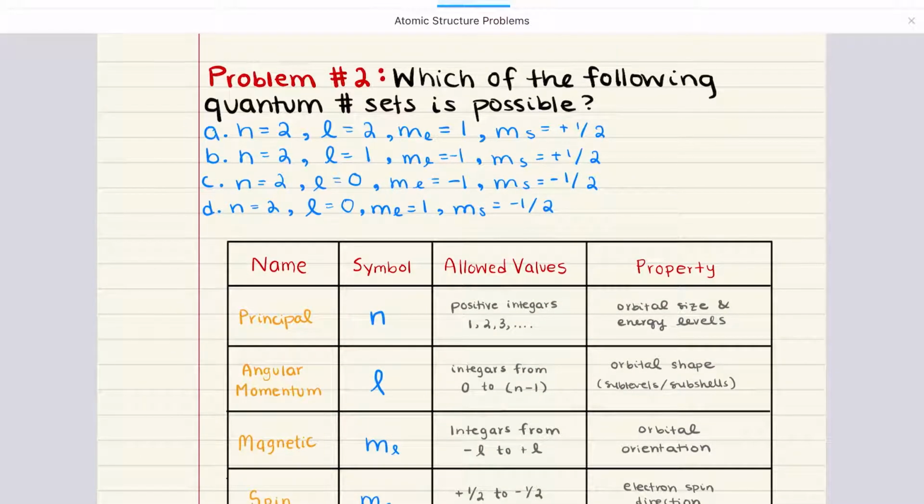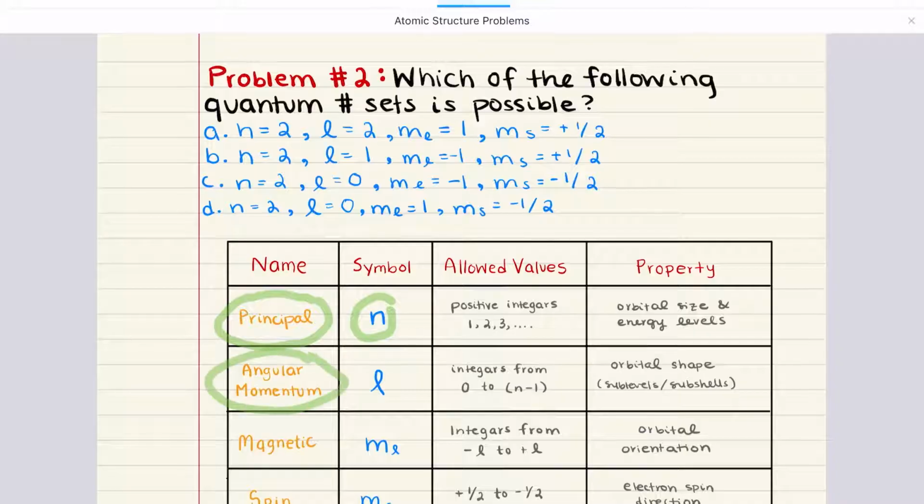Problem 2 reads, which of the following quantum number sets is possible? So let's refresh our minds on quantum numbers and their rules. Quantum numbers describe the properties of atomic orbitals and the properties of electrons in those orbitals. And we have 4 quantum numbers. The first one is the principal quantum number, denoted by n. This indicates the energy level and the size of the orbital. It can take on any positive integer value, 1, 2, 3, and so on.